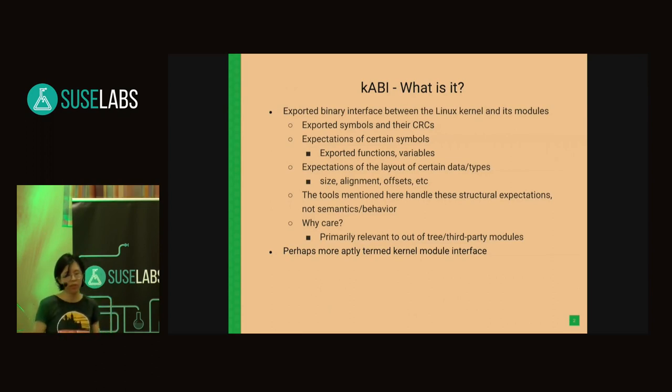So why do we care about this at all? Primarily, this is only relevant to out-of-tree and third-party modules. In an ideal world, all of these modules would be in-tree and upstream, and I wouldn't have to give this talk, but sadly, that's not the world we live in, so yeah, we have to care about kernel ABI.